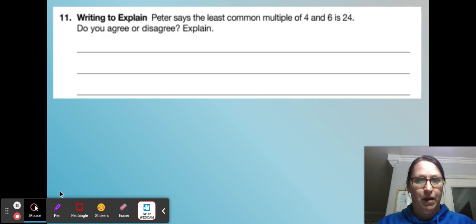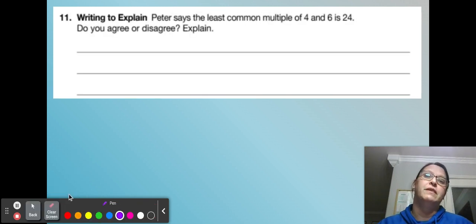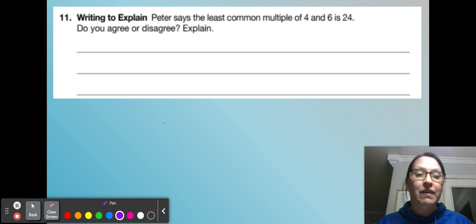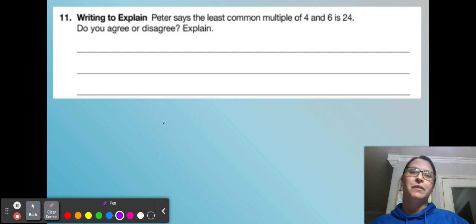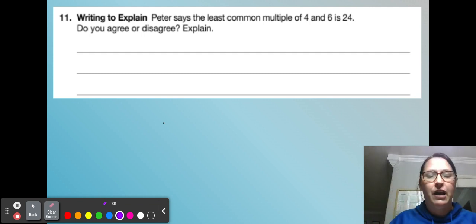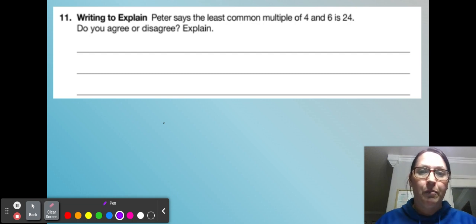I think we have one more problem. Peter says the least common multiple of 4 and 6 is 24. Do you agree or disagree? So what Peter did is he took that trick that I told you at the beginning that a lot of people will say, you just multiply them and you get the least common multiple. But that doesn't always work. And this is a perfect example. What Peter did is he did 4 times 6 is 24.